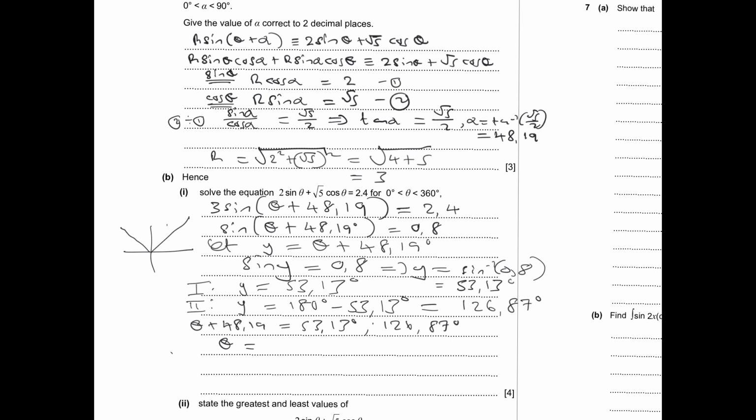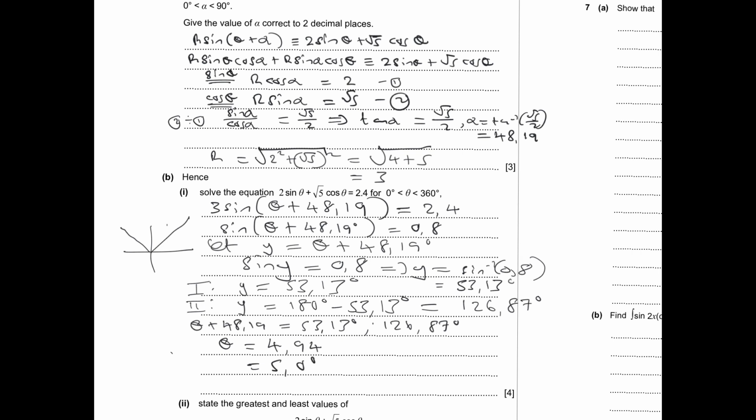Our theta is then going to be 53.13 minus, because we are solving now for theta, so 48.19 goes that side. So it's 53.13 minus 48.19. What we get is our angle. We get 4.94. Okay, I get 4.94, which of course to 1 decimal place becomes 5.0 degrees.